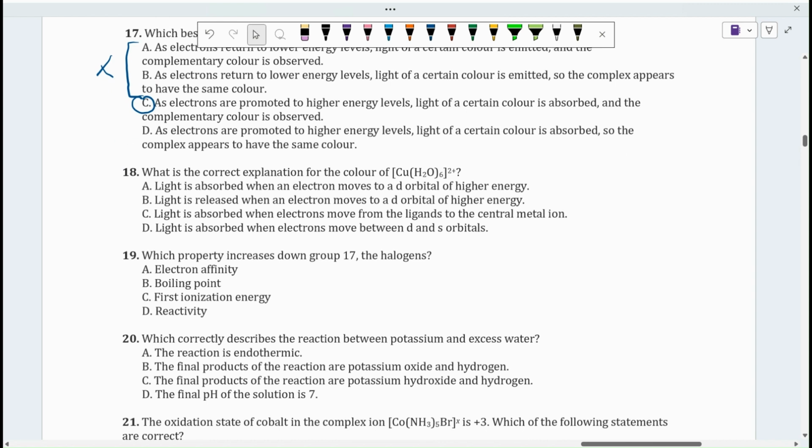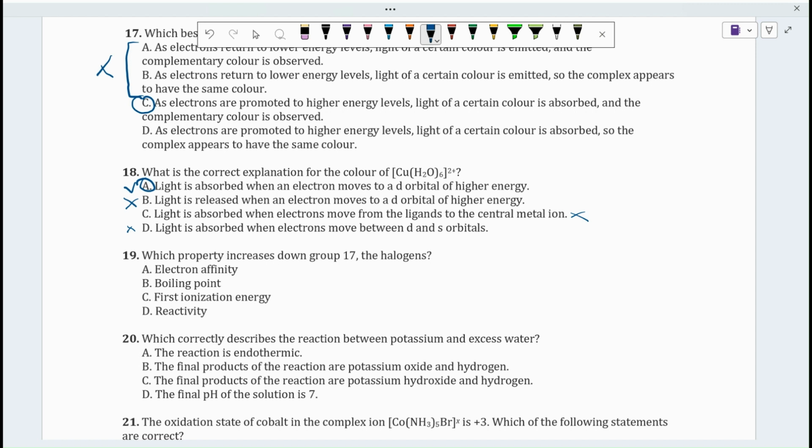18. What is the correct explanation for the color of the substance? A. Light is absorbed when an electron moves to a d orbital of higher energy. Yeah, that sounds good. That follows the rules we just saw in question 17. Light is not released. C. Light is absorbed when electrons move from the ligands to the central. No. And D. Light is absorbed when electrons move between d and s orbitals. No, they only move between d orbitals. So that will be 18A.